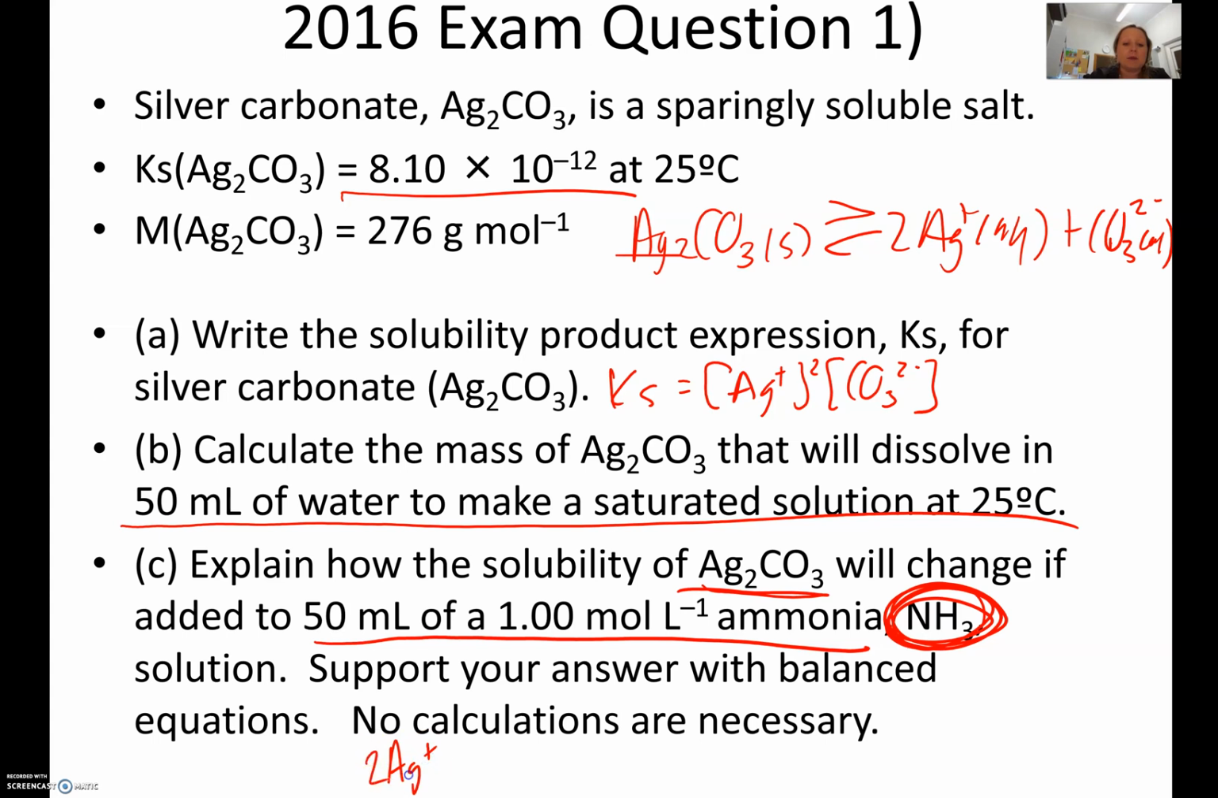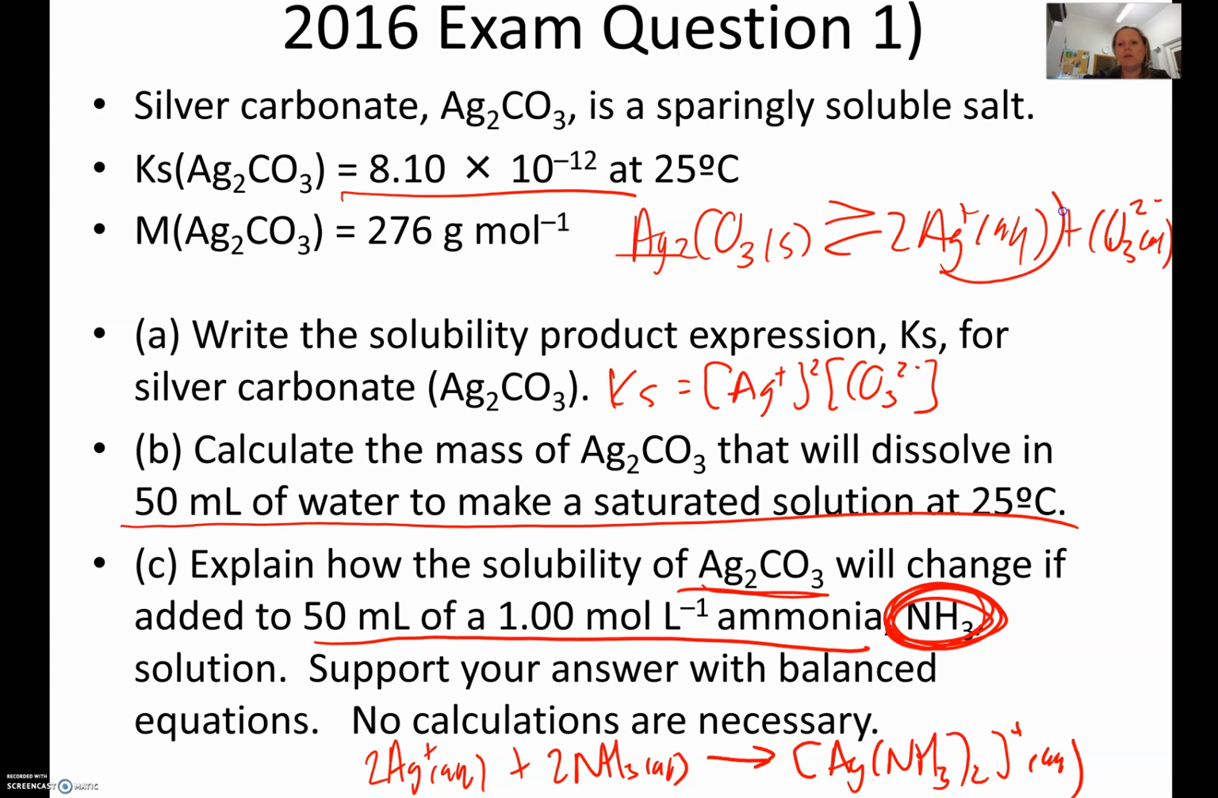And so these Ag+ ions are going to add to 2 NH3, because this is the one where there are 2, to form Ag(NH3)2+. Now if that happens, it's going to remove these Ag+ ions from our equilibrium, so the concentration of Ag+ is going to go down. And if the concentration of Ag+ goes down, the equilibrium is going to shift to increase the concentration of Ag+. The equilibrium would move to the right in order to replace it.